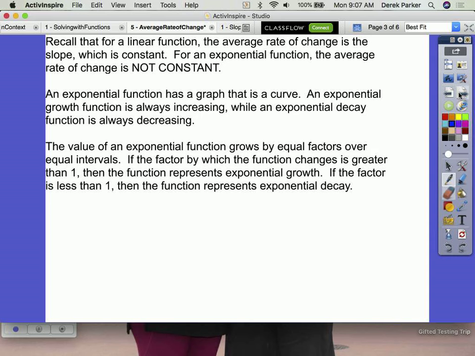The value of an exponential function grows by equal factors over equal intervals. If the factor by which the function changes is greater than 1, then the function represents exponential growth. If the factor is less than 1, then the function represents exponential decay.